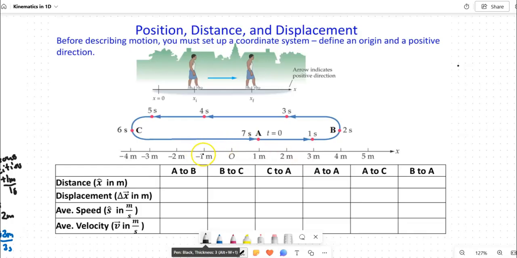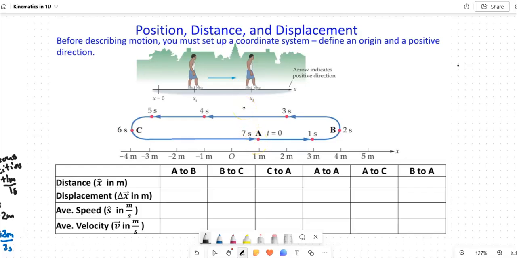At the 4 second mark, you were at the negative 1 meter mark. At 5 seconds, you were at the negative 3 meters position. At 6 seconds, you're at the negative 4 meters, and that's C. And then finally, 1 second later, at the 7 second mark, you arrive back in time. In this track, we're just going to say you're moving left and right. Don't worry about the up and down part. So from A to B, you just went to the right. And then from B to C, you just went to the left. And then from C to A, you went back to the right.